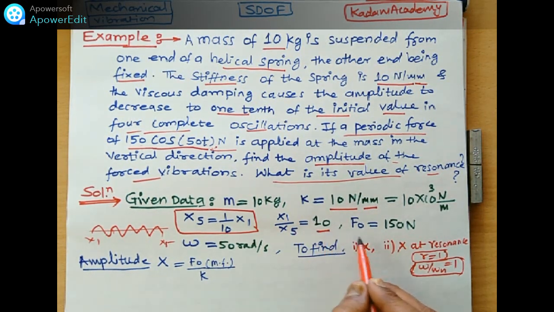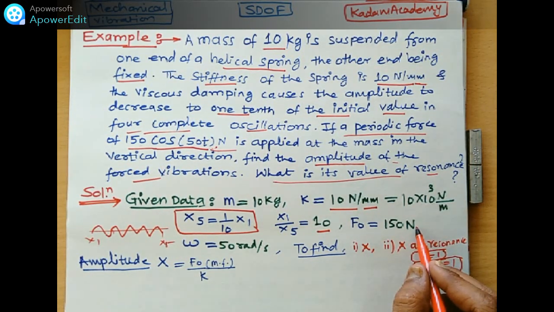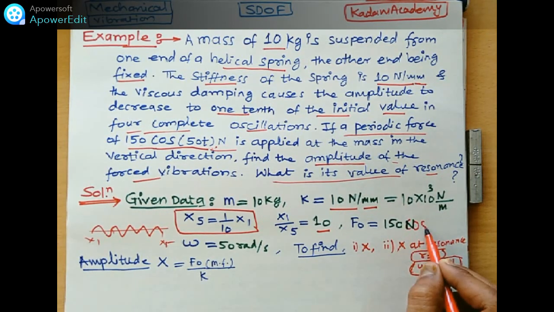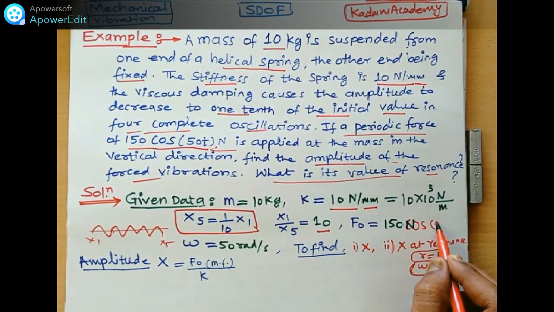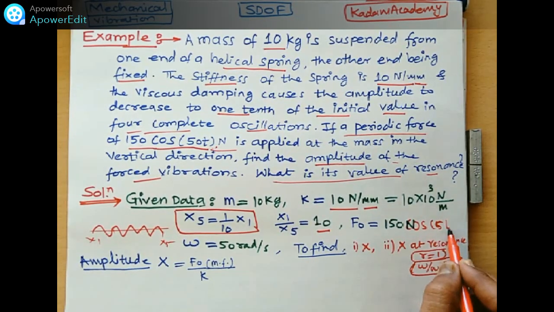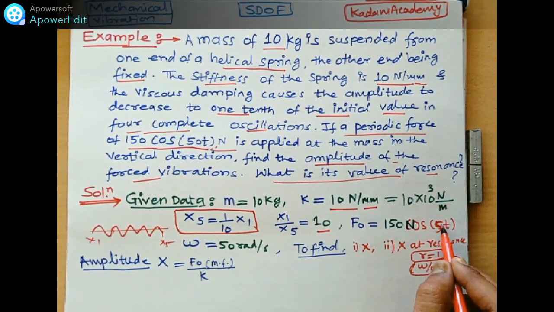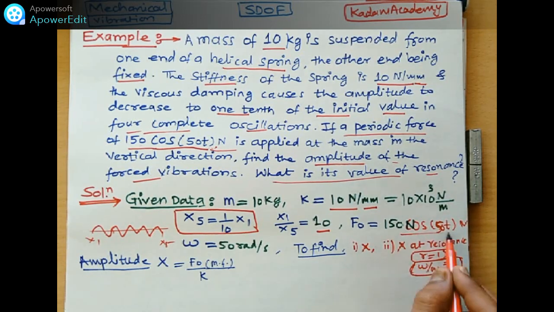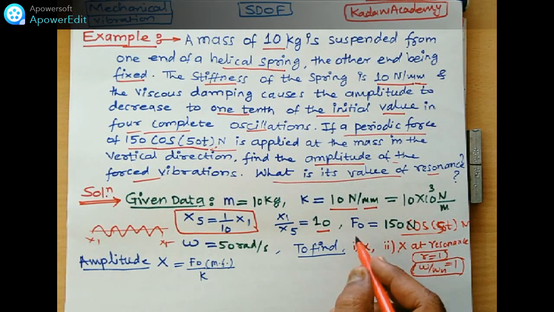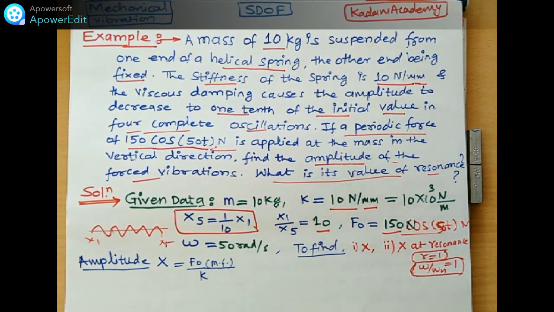That is 10, and the harmonic force is equal to 150 cos(50t), that is in Newton. This value is given. That means F0 is what? 150. In this case F0 is 150. Friend, what do we have to find out? The omega is also given to us. The value of omega here is 50 radian per second.